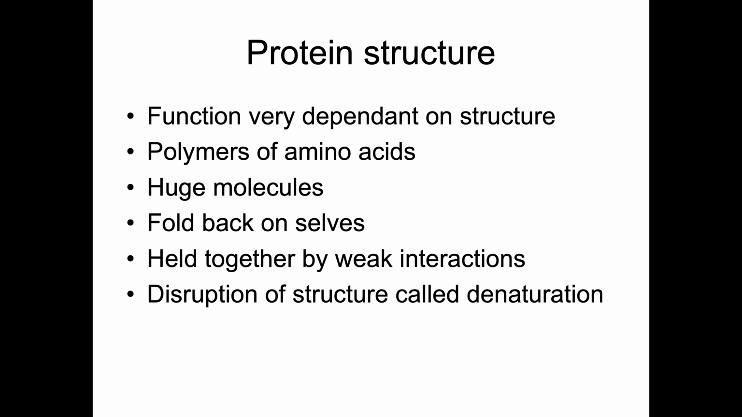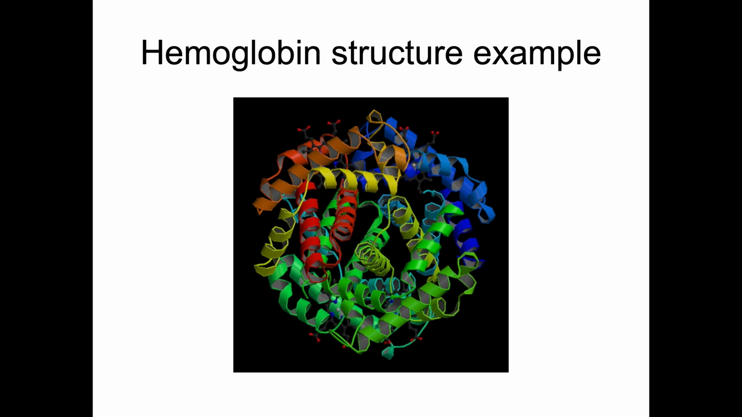All right, and just a little bit more review on protein structure. The function is very dependent on the structure. They're polymers of amino acids, they're huge molecules, all this stuff we talked about before. The disruption of structure is called denaturation. This is all stuff, for the most part, we talked about in the biochemistry slides, right? This is an example. I showed you the same picture in the biochem slide. This is protein. This is actually the NCC backbone. That doesn't show the R groups. You can see some of the R groups hanging off here, but this is hemoglobin.